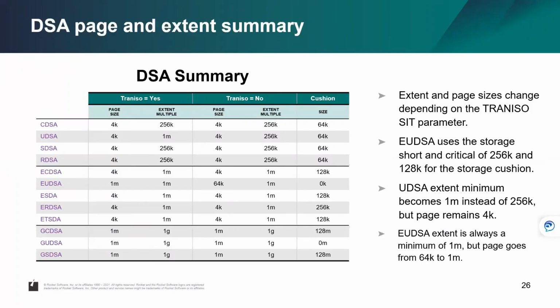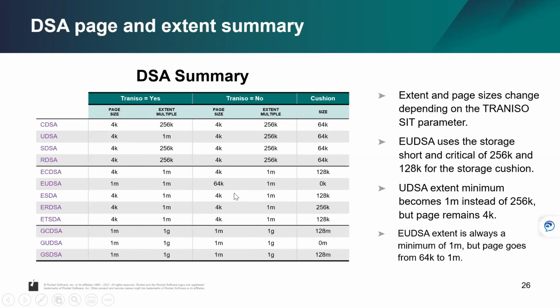So let's start with the storage manager internals. We're almost up to solving storage violations. The one thing I want to point out on this page is you'll notice the DSA sizes mentioned again, right? So remember I said the extent sizes are a minimum of 256K except for the user DSA with tran ISO yes. Everything above the line is a minimum of 1 meg and above the bar a minimum of 1 gig. With tran ISO no, you'll notice that the extent sizes are all 256K below the line and 1 meg above the line and 1 gig above the bar.